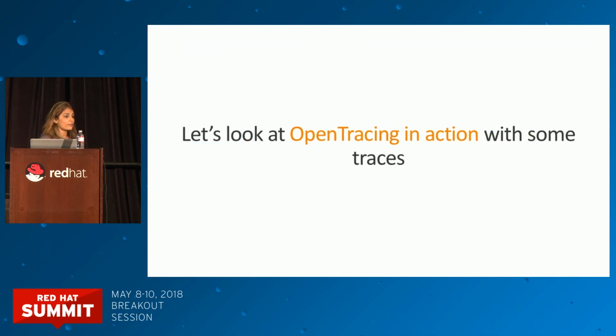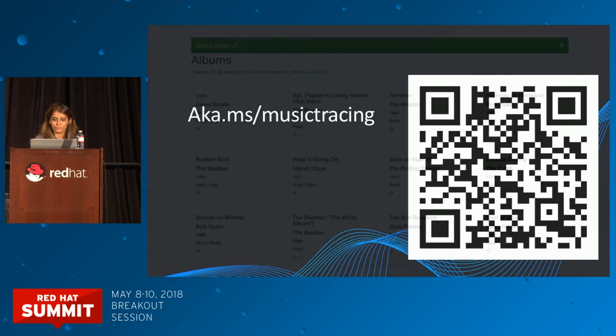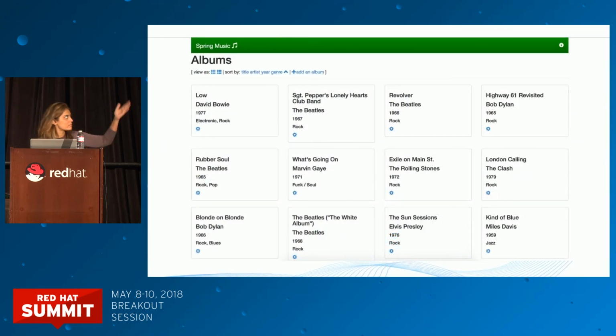So that's all great stuff to say. How about we look at it in action? What we're going to do is go to the same app that Brian showed you, play with it and see traces. If you can pull out your phones and go to this URL, aka.ms/music tracing, or use the QR code, it'll take you there as well. Once you do that, you'll see something like this on the mobile screen.